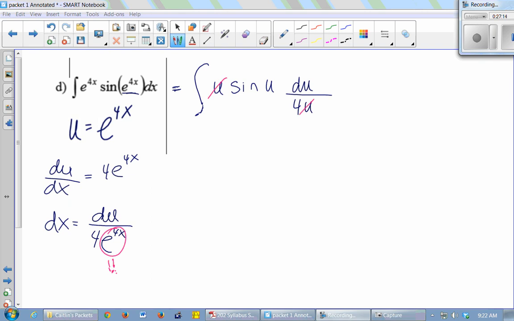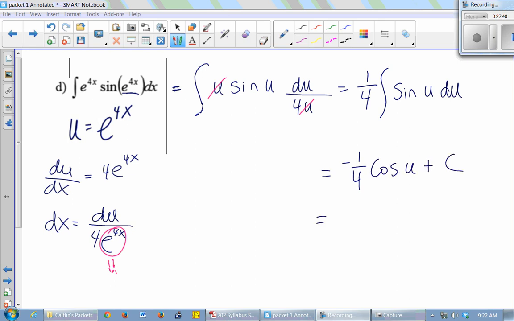So then I just have to bring a 1/4 outside the integral. And this just becomes the antiderivative of sine u. Okay, what function has as its derivative the sine function? Negative cosine. This will be negative 1/4 cosine u plus c. And then u is e to the 4x.